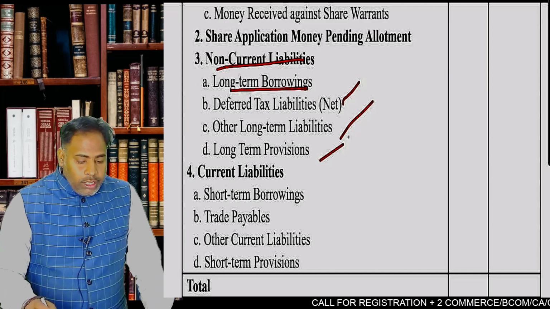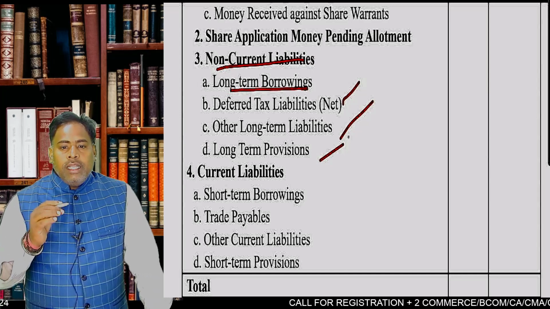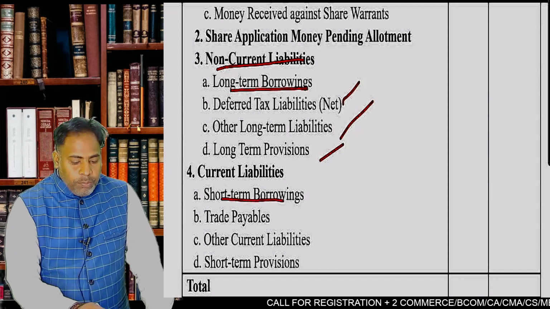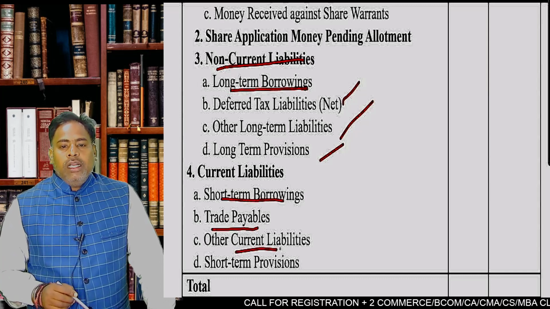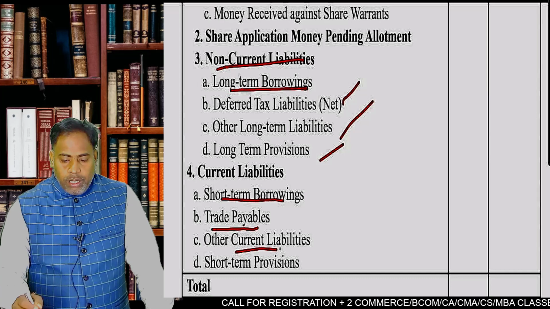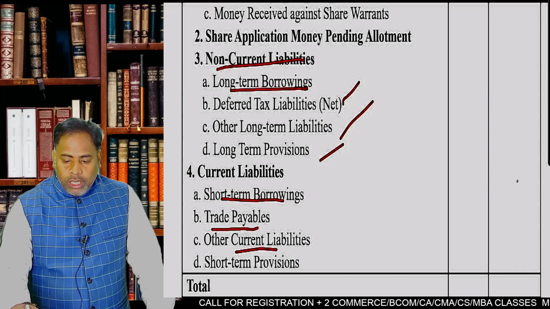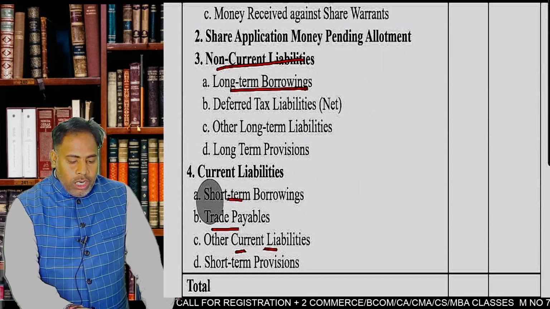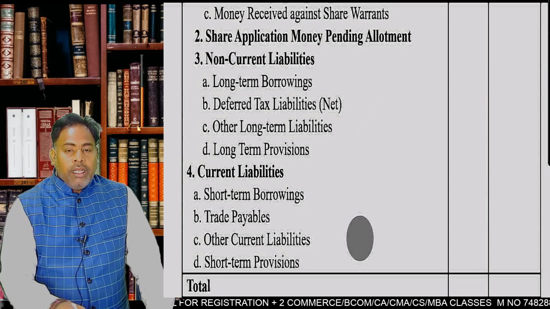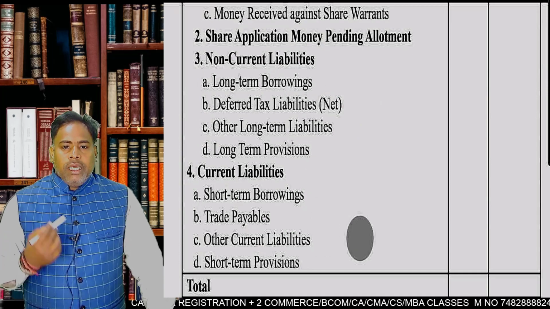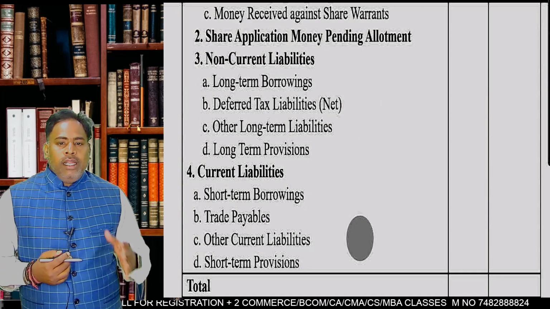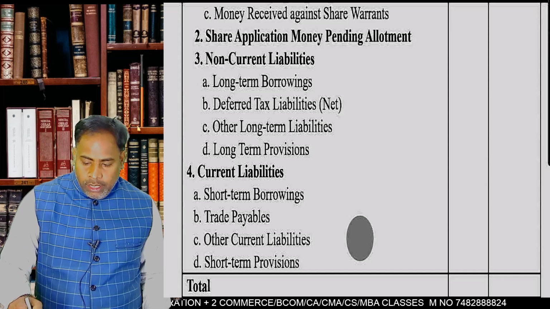Then non-current liability I have covered. Then current liability: short-term borrowing, trade payable, other current liability and short-term provision. You add them together, that will be the total. So 4 things are covered on the liability side: share capital, application money pending, then non-current liability and current liability.